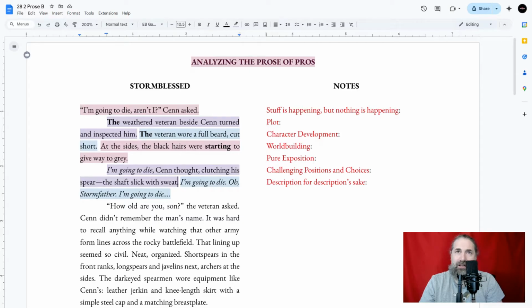I'm going to die. Oh, Stormfather, I'm going to die. I don't know why there's four. It should just be an ellipsis, right? It's weird that there's four. All right, so there you go.